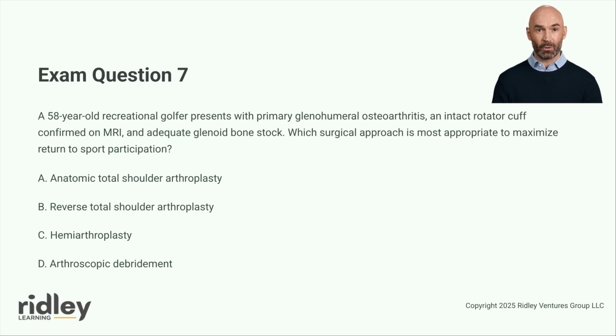At 58 years old with recreational athletic goals, preserving maximal rotational motion is critical for returning to golf, which demands significant shoulder rotation during the swing. Anatomic arthroplasty will provide superior external and internal rotation compared to reverse arthroplasty, translating directly to improved sports performance. Reverse arthroplasty would sacrifice rotational motion unnecessarily given the intact rotator cuff.